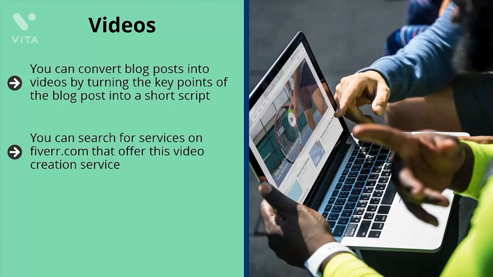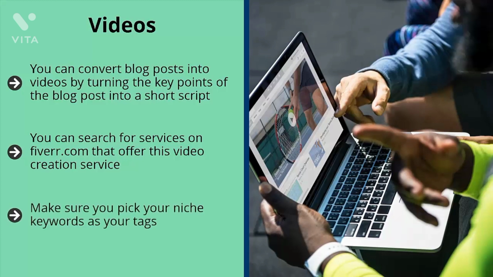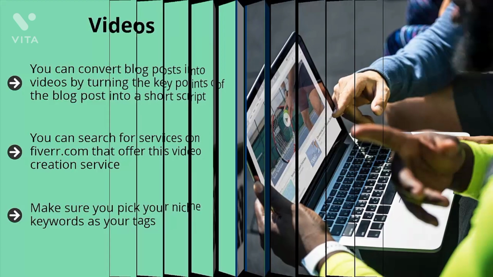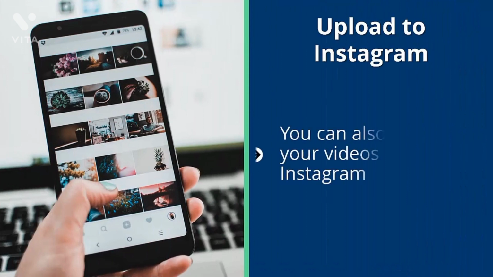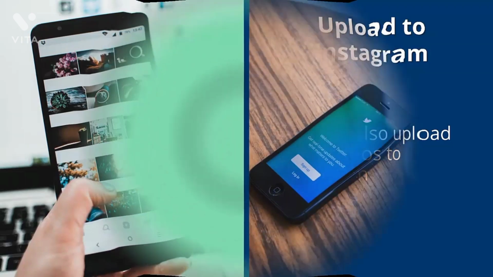You take this video and upload it to YouTube. Make sure you pick your niche keywords as your tags. Also make sure you categorize your videos correctly. Upload to Instagram. You can also upload your videos on Instagram. Again, use the same tag and URL mention tips I shared in the picture section above.